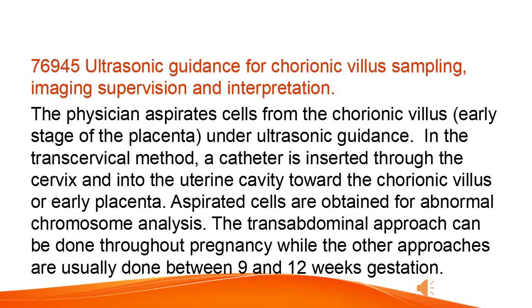Ultrasonic guidance for chorionic villus sampling, imaging supervision, and interpretation. The physician aspirates cells from the chorionic villus, early stage of the placenta, under ultrasonic guidance. In the transcervical method, a catheter is inserted through the cervix and into the uterine cavity toward the chorionic villus or early placenta. Aspirated cells are obtained for abnormal chromosome analysis. The transabdominal approach can be done throughout pregnancy, while the other approaches are usually done between 9 and 12 weeks gestation.